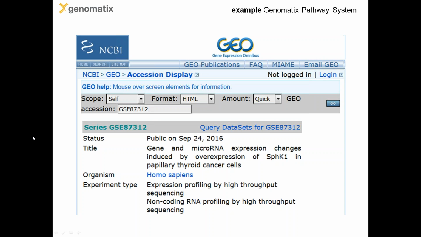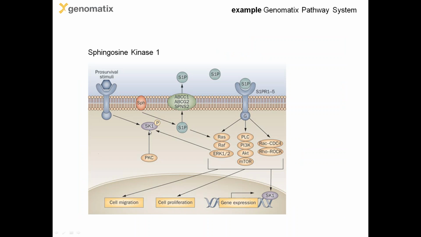And the data actually come from a papillary thyroid cancer cell line, the TPC1 cell line, which stably overexpresses the sphingosine kinase 1, SPHK1. And this SPHK1, the sphingosine kinase, has a well-established role in a number of different cancers. It is known to phosphorylate sphingosine to sphingosine 1 phosphate, and the sphingosine 1 phosphate is then bound by a number of different sphingosine 1 phosphate receptors.